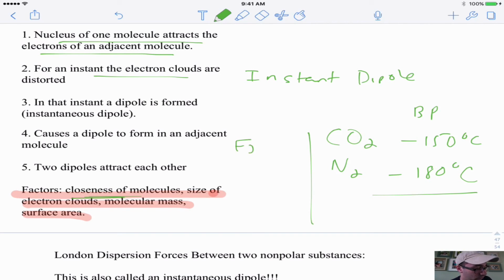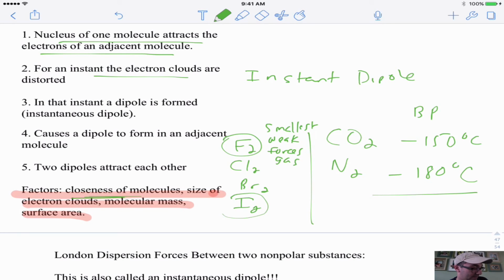If we look at fluorine, chlorine, bromine, iodine, fluorine, F2, is the smallest. It has the smallest radii. So it will have the weakest forces. And because of that, it's a gas. By the time you get to iodine, it's the largest. So it has stronger forces. And so it's a solid.